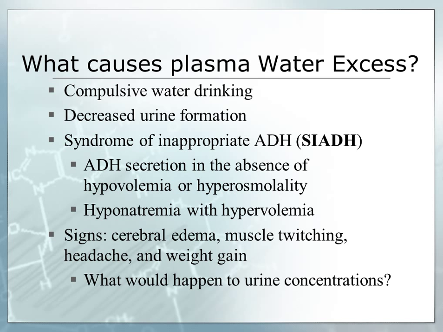And then some of the problems with water excess, and we'll talk about this when we get into the brain, but things like cerebral edema. Too much fluid. Your brain's super sensitive to fluid, so backing up, getting in there, causes all kinds of problems. So symptoms like headaches, misfiring neurons, which cause muscle twitching, and then weight gain, just pouring all that extra water in. What would you expect to happen to their urine concentration, trying to fix this? Extremely concentrated or dilute? Very dilute.